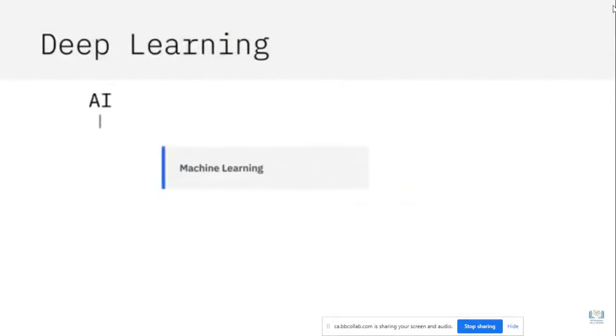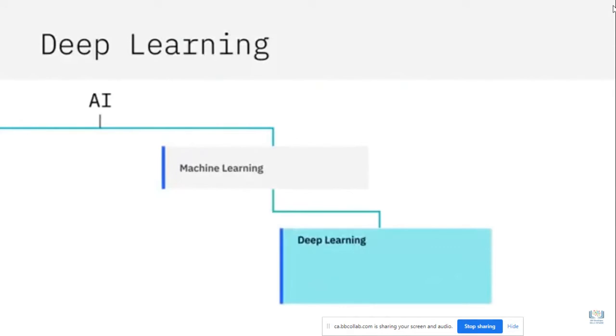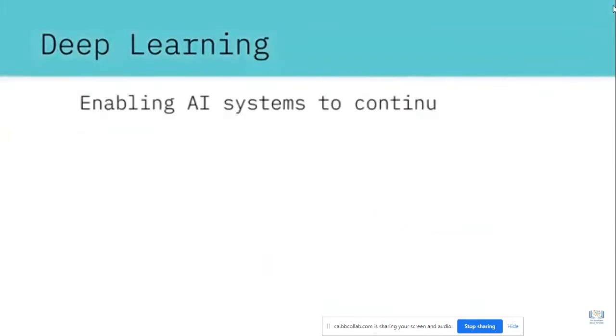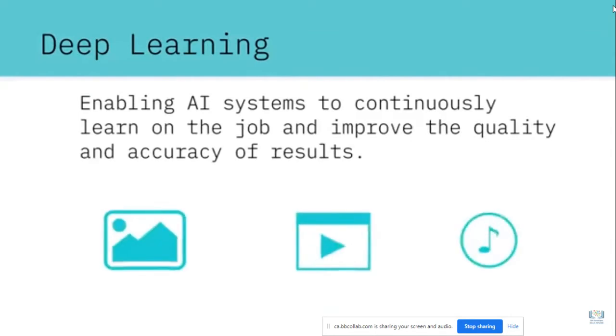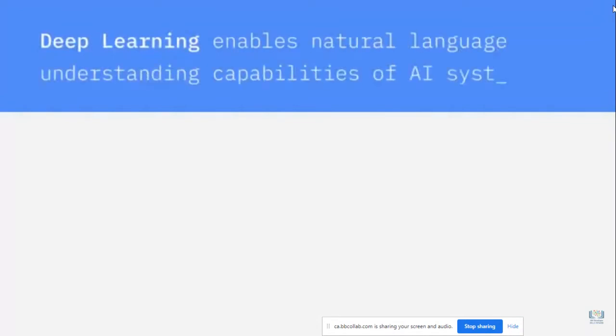While machine learning is a subset of artificial intelligence, deep learning is a specialized subset of machine learning. Deep learning layers algorithms to create a neural network, an artificial replication of the structure and functionality of the brain, enabling AI systems to continuously learn on the job, and improve the quality and accuracy of results. This is what enables these systems to learn from unstructured data, such as photos, videos, and audio files. Deep learning, for example, enables natural language understanding capabilities of AI systems and allows them to work out the context and intent of what is being conveyed.